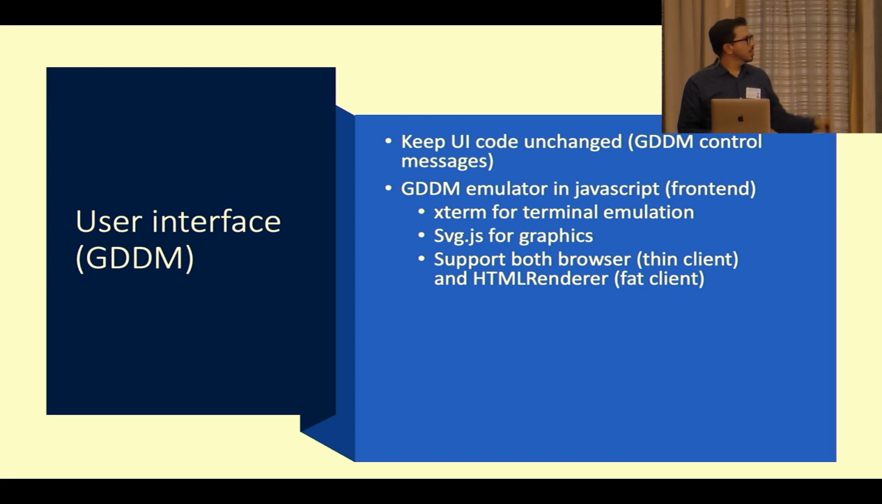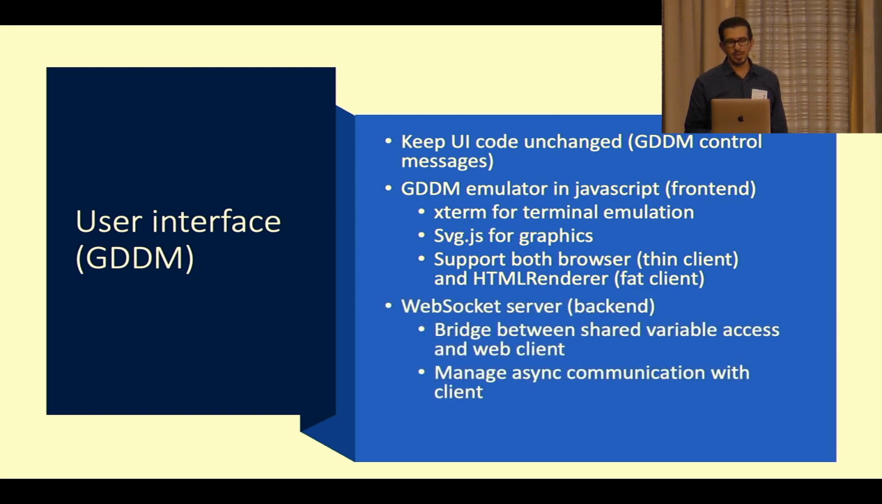So we found a couple of libraries to help us with the terminal emulation and the graphics. In addition to the front end, we have a web server on the Dyalog backend to bridge between the APL code, which was accessing shared variables, and instead tunnel it through via WebSockets to the client. And it's also managing the asynchronous communication between the client and the backend.